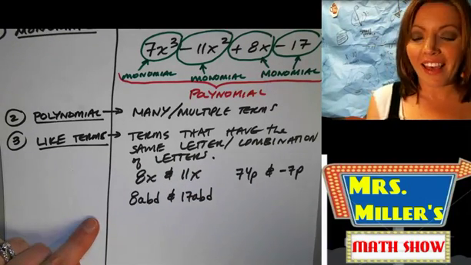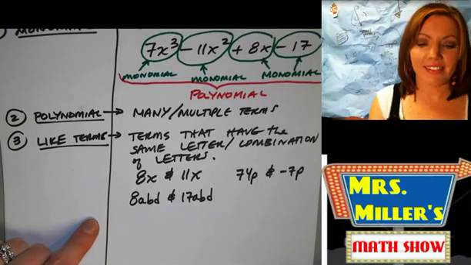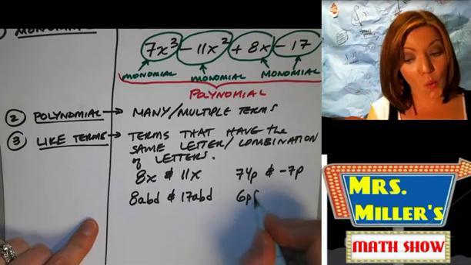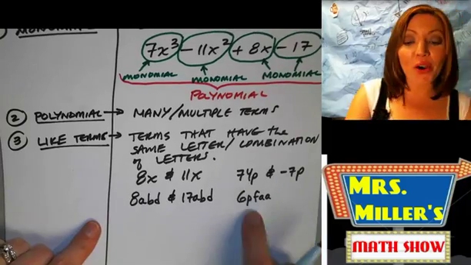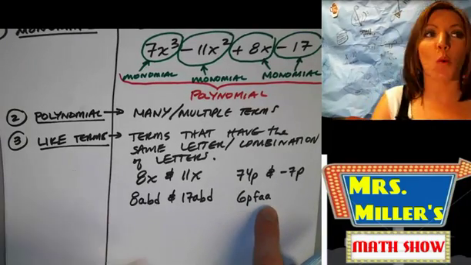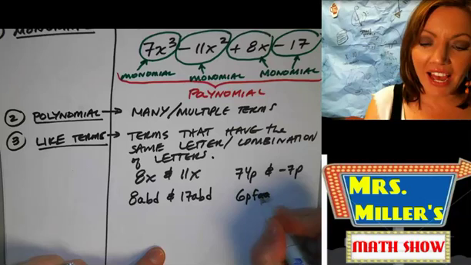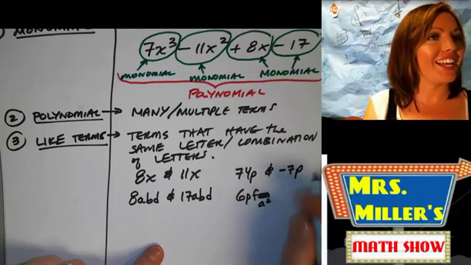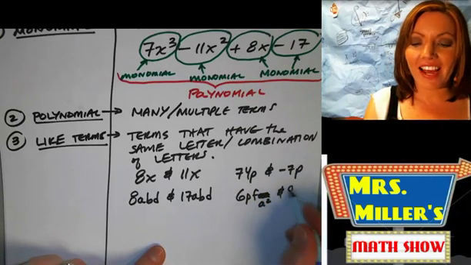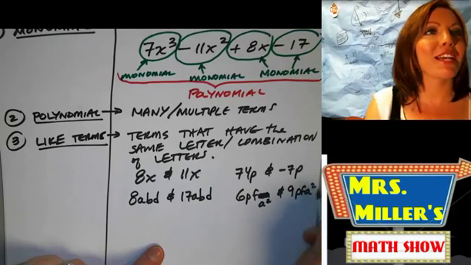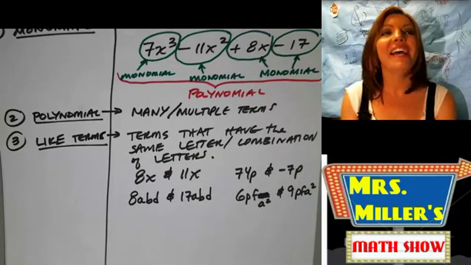Aiden? 6pfa. Although, shouldn't it be pfa squared? Yes, pfa squared, my bad. Oh, I like it. Okay, and what? 9pfa squared. All right, everybody give it up for Aiden. Nicely done. Okay, Zach, last one.